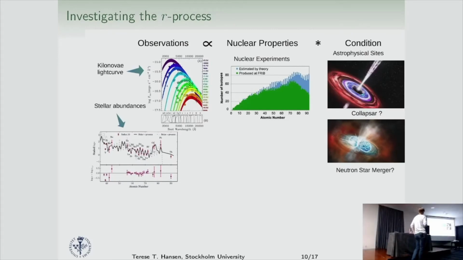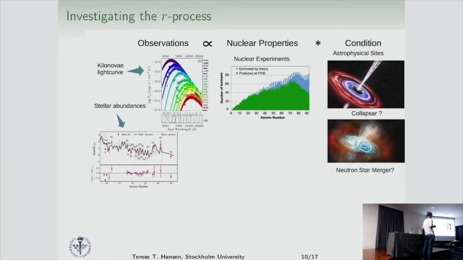So how do we actually do this? How do we investigate the R process? Well, the abundance pattern that we observe in metal-poor stars, and also the light curves that we get for events like the neutron star merger, is obviously a combination of the astrophysical site, so the physical conditions of the site, and then the nuclear properties of the elements being created. This is what we don't know.